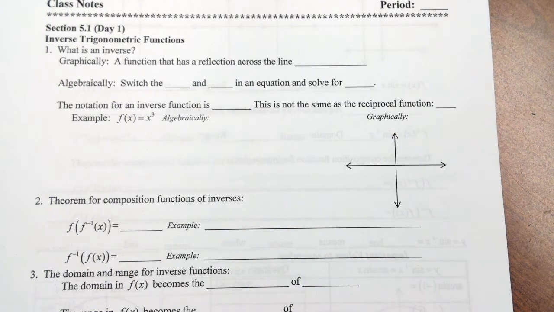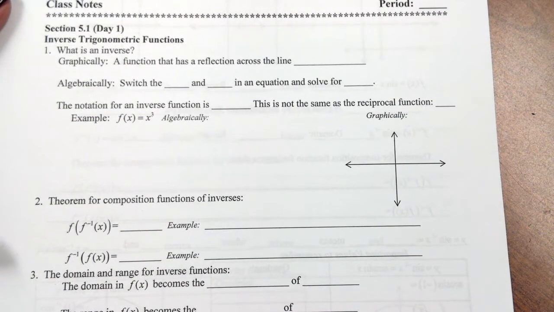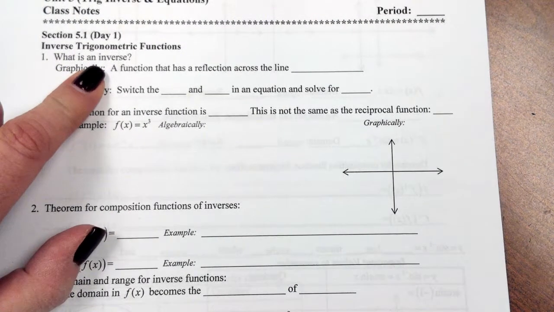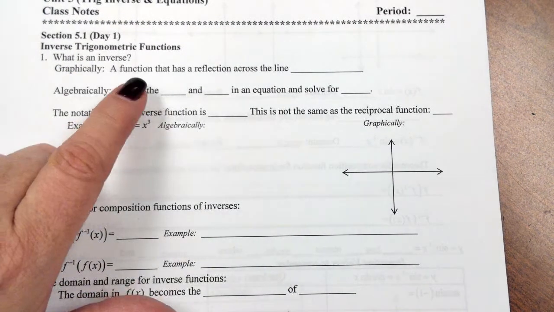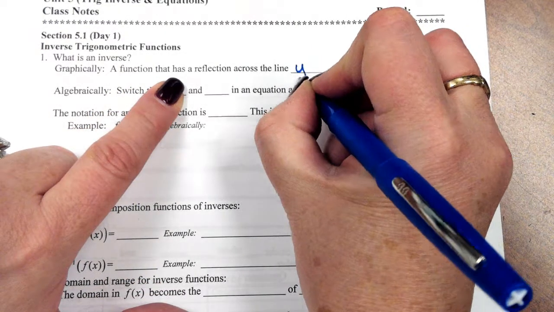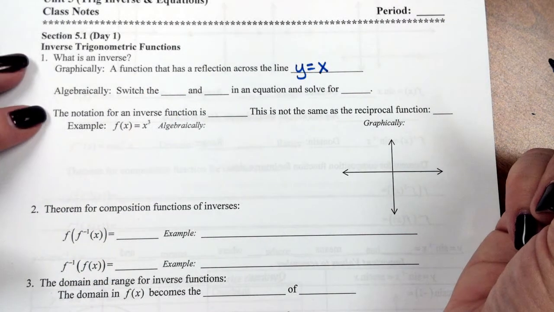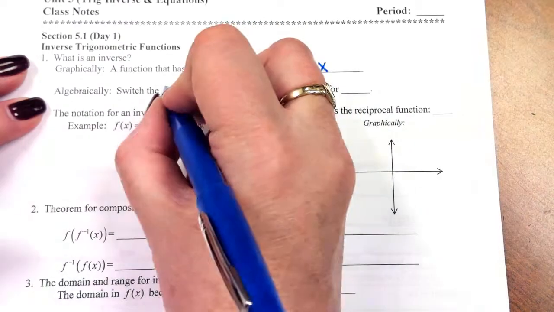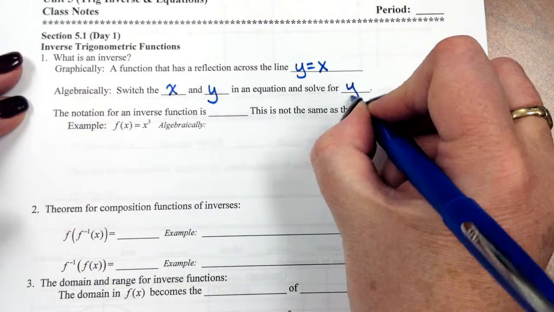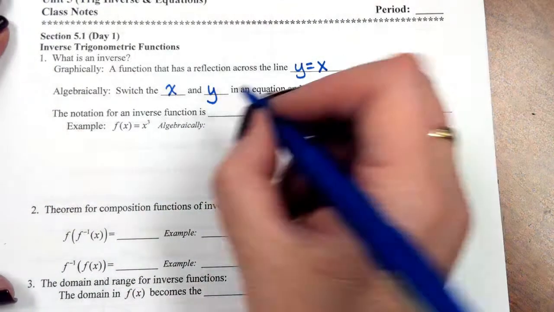So the first part of the beginning of the unit is going to be a review of inverse functions from Algebra 2. Back in Algebra 2, you guys talked about inverse functions. Remember, graphically there's a relationship between a function and its inverse, and that is that they are reflections of each other over the line y equals x. And remember, you can find the inverse function by switching the x and the y in the equation and then solving for y.